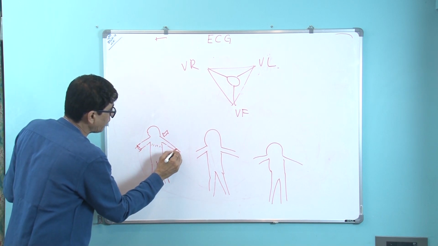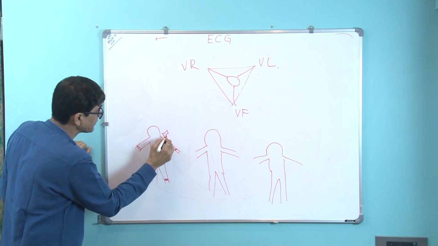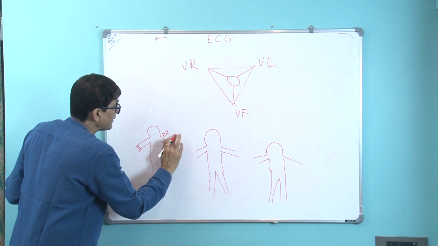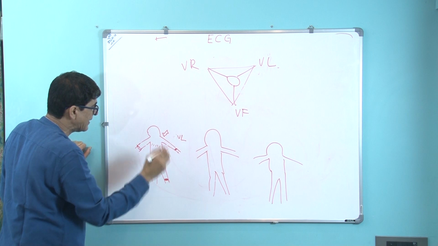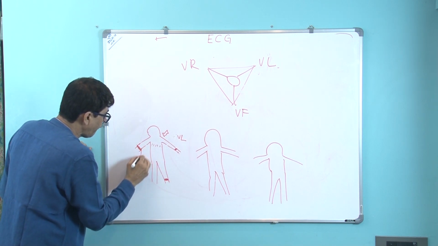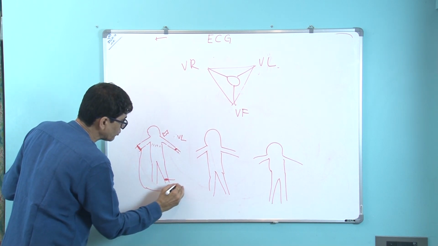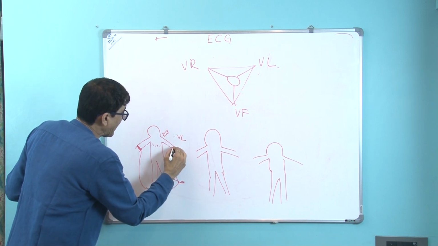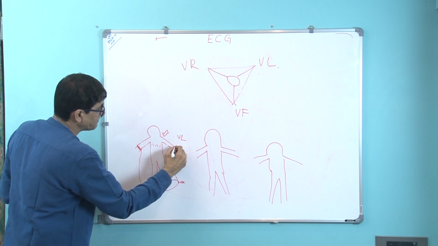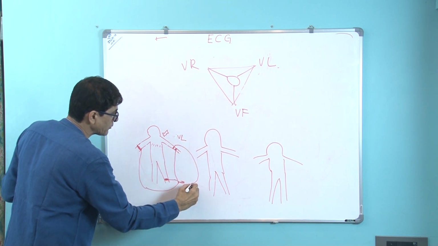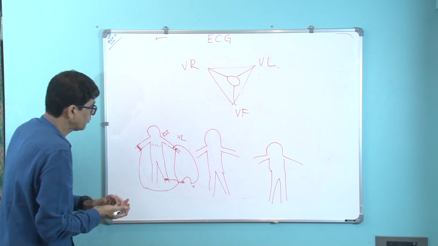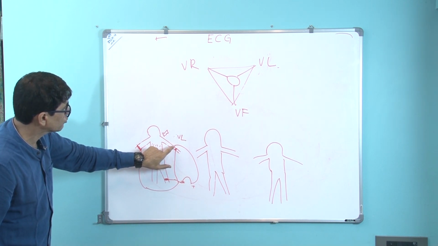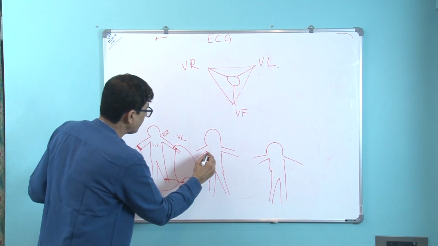But unipolar, what will happen? Suppose I want to take this left lead VL. So what will we do? I will first form the central Wilson terminal. So I am connecting all these 3 at one, and because I am exploring this, it goes to the positive pole of the galvanometer. So this is the negative pole and I want to take this lead, so this goes to the positive pole.